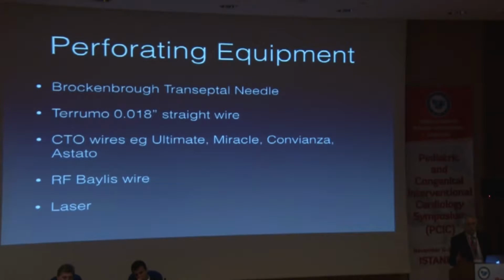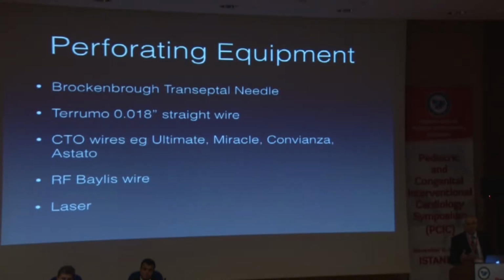Now, in terms of crossing the obstruction, there are various things depending on where the lesion is, how long it is, whether it's straight, curved, and so on. So if it's a straight course, such as an inferior vena cava, we can use a straightened transseptal needle, although we don't use that very much these days, partly because it's got to go over a sheath and therefore you can create quite a big hole.